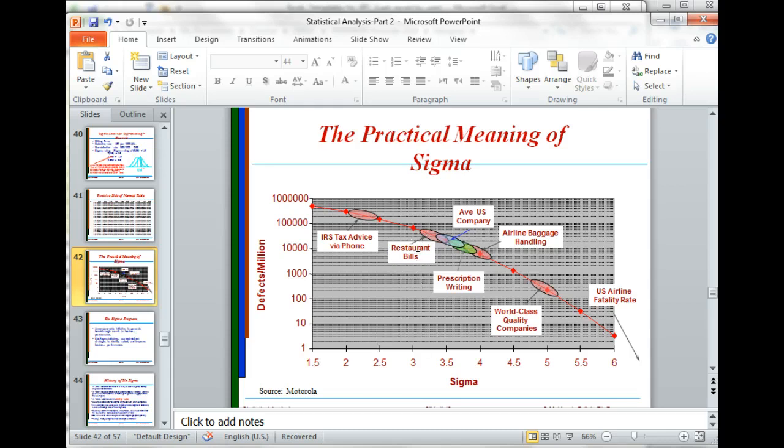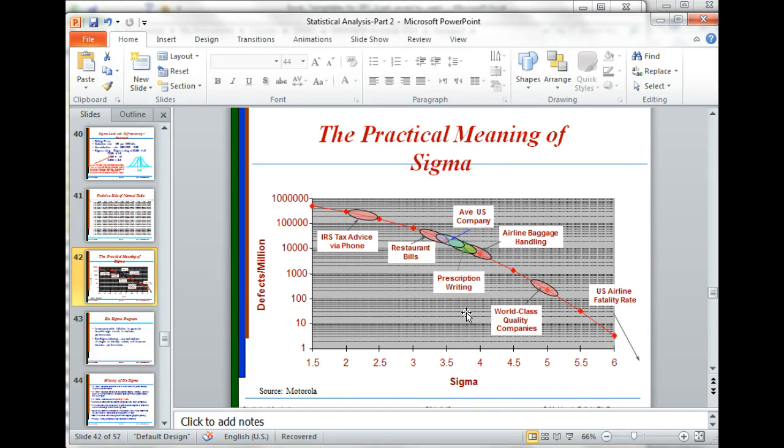For restaurant bills, they looked at it and found it was around 3.2. Good companies in the U.S. operate around 3.5 if the company doesn't have an improvement program. If you have a Six Sigma program, then this could move further up. But a good company that doesn't have an initiative on Six Sigma or process improvement could be around 3 to 3.5.